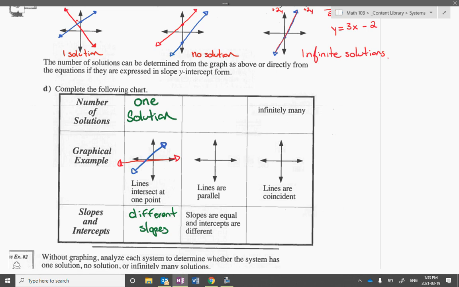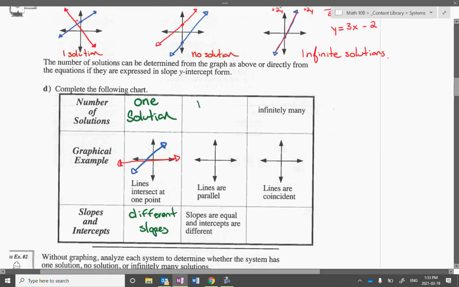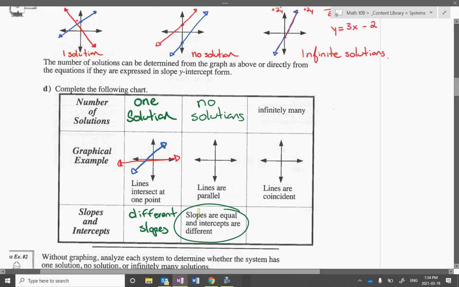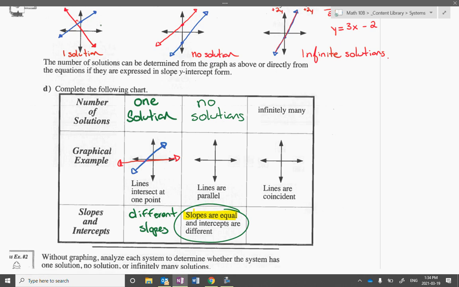In order to have no solutions, the slopes are equal, but the intercepts can be different. Slopes just have to be the same. That's the biggest piece. Do you have this, Matt? Write your notes down.